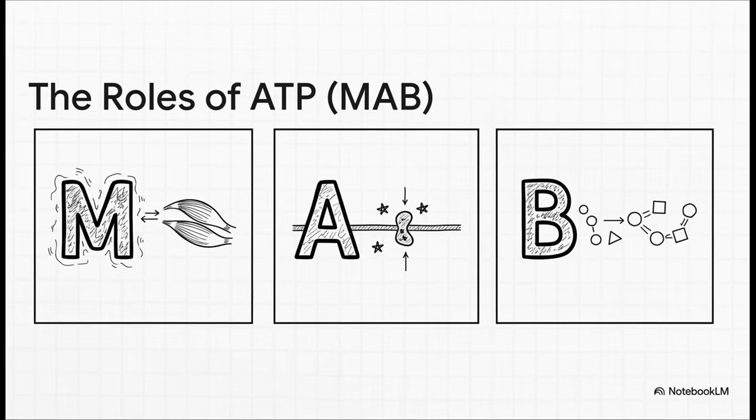And what's that energy used for? Well, a good way to remember is the mnemonic MAB. M is for movement, like contracting your muscles. A is for active transport, pumping molecules across cell membranes. And B is for biosynthesis, which is basically providing the energy to build all the complex molecules a cell needs.